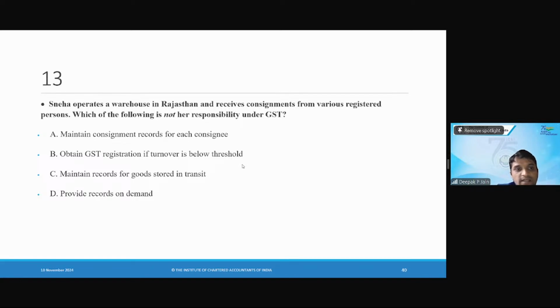Thirteenth answer, yes, B. Because what he need not do, he need not obtain registration if turnover is below the registration threshold limit. He will have to maintain consignment records of each consignee and maintain records for goods stored in transit, and he has to provide records on demand. So all of that he will have to do. What he will not be required to do is obtain GST registration if the turnover is below the threshold limit. So answer is B. C nahi hoga na bhai. He has to maintain record of goods stored in transit. He is a warehouse holder, so he will have to maintain the records of goods stored in transit, right?